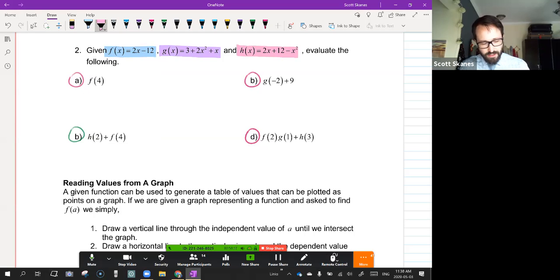I'm going to try B here, and then A, B, and D you can, of course, do on your own. So h of 2 plus f of 4. Well, what is this? Now I'm going to look at h. I need to take 2, and then every time I see x, I need to replace it with 2. Plus 12 minus 2 squared plus f of x. So every time I see x in that function f, I need to replace it with 4. So this is what I should get.